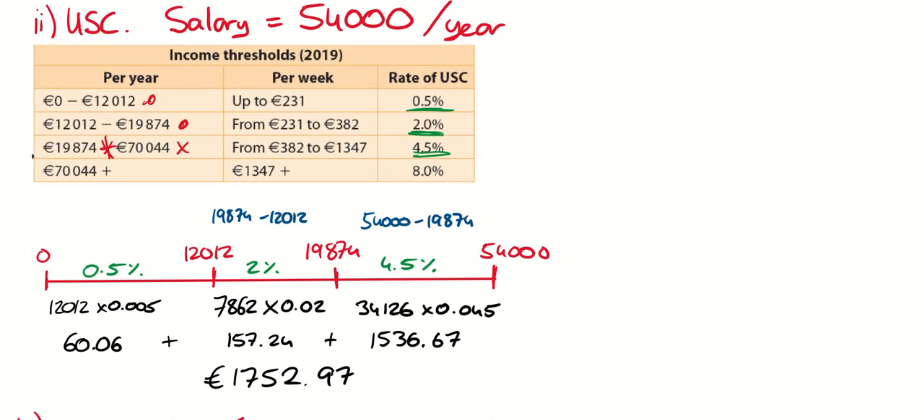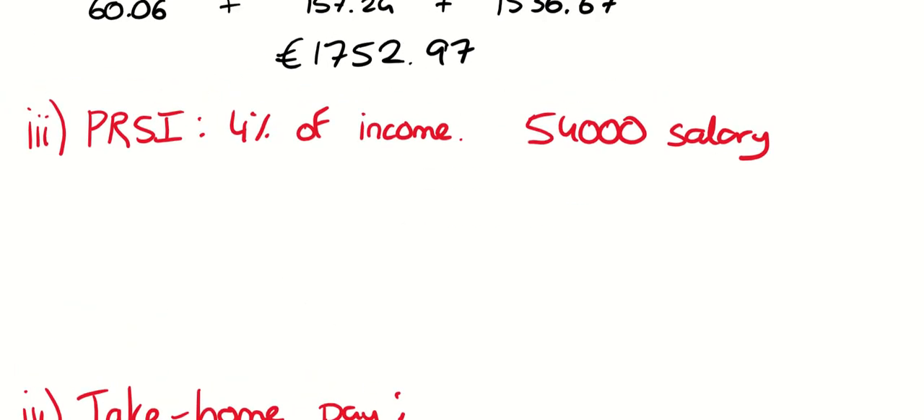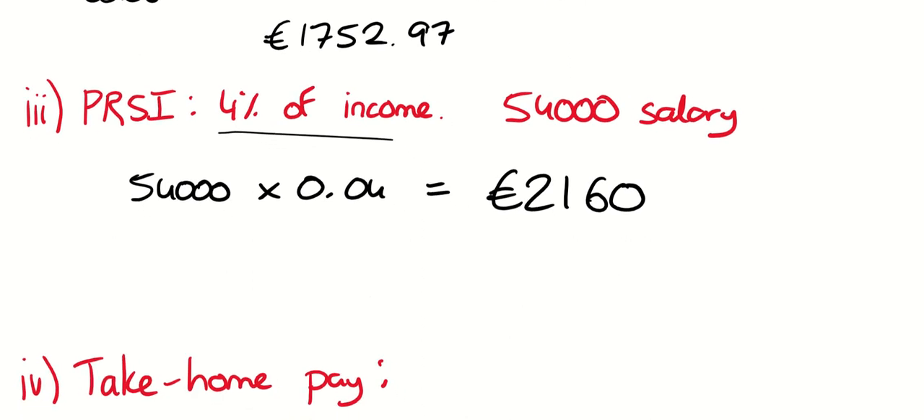Now, there was a third tax then involved in the third part, which is the PRSI. So it stands for pay-related social insurance, and in this question it's just a flat 4%. So very simply, 54,000 times 0.04, and that gives you your PRSI, which is €2,160.